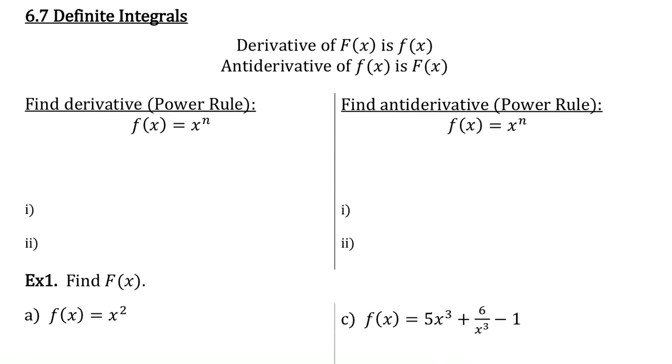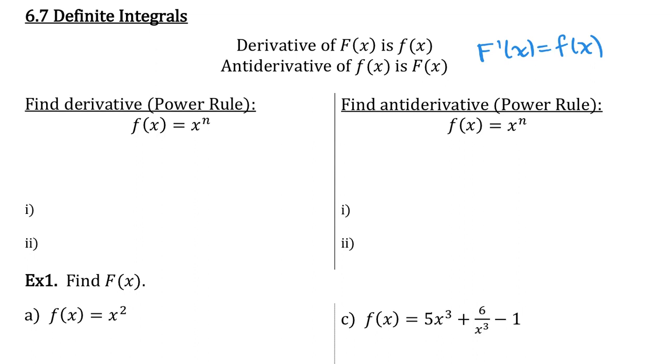Okay, 6.7 definite integrals. Remember, the derivative of capital F of x is little f of x. The antiderivative of f of x is capital F of x. So far, when we've been calculating an integral or an antiderivative, we've been using a graph to calculate the area, or we've been finding the derivative of the antiderivative, which cancels out. Now we're going to do it ourselves. Let me write F prime of x equals f of x.